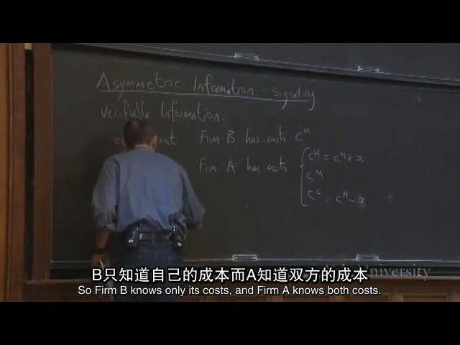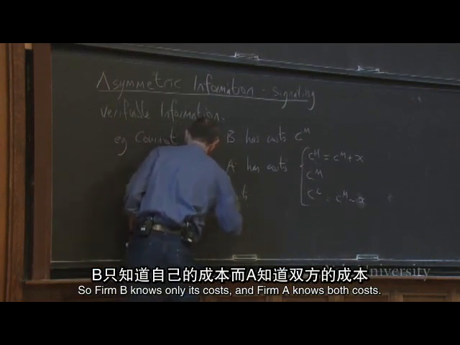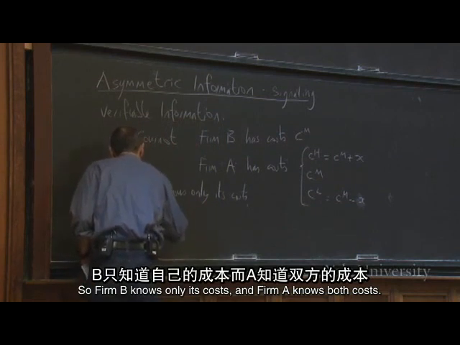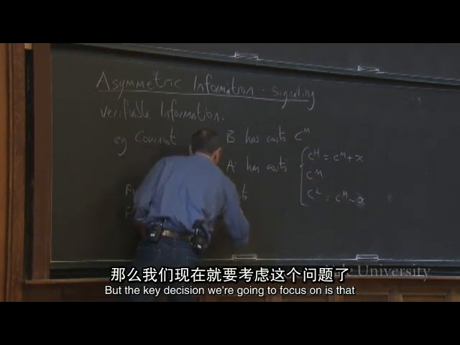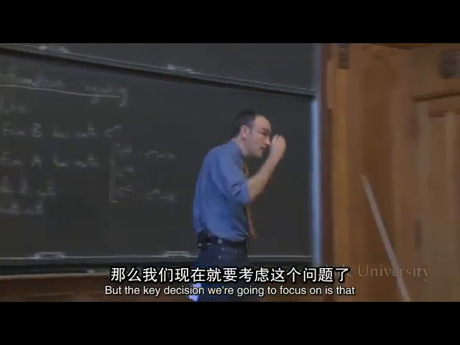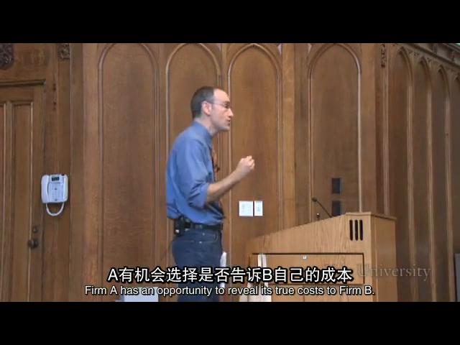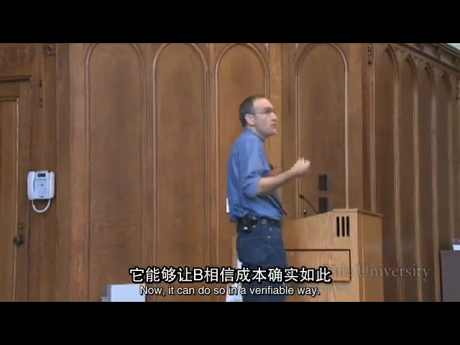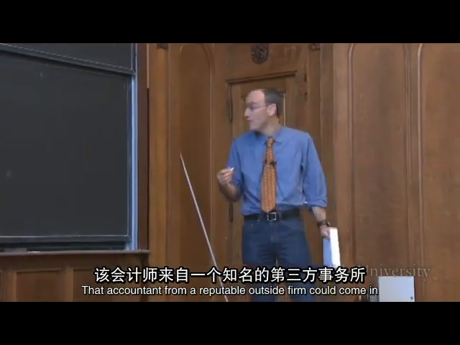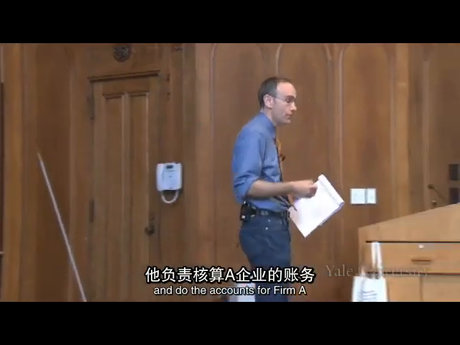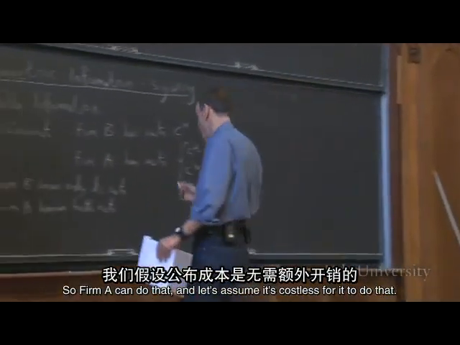So firm B knows only its costs, and firm A knows both costs. All right? But the key decision we're going to focus on is that firm A has an opportunity to reveal its true costs to firm B. Now, it can do so in a verifiable way. For example, it could hire an accountant. That accountant from a reputable outside firm could come in and do the accounts for firm A and then publish them in the Wall Street Journal or something. All right? So firm A can do that, and let's assume it's costless for it to do that.